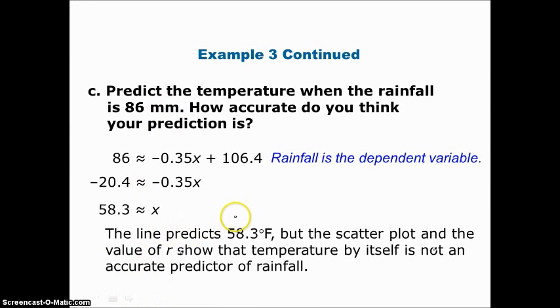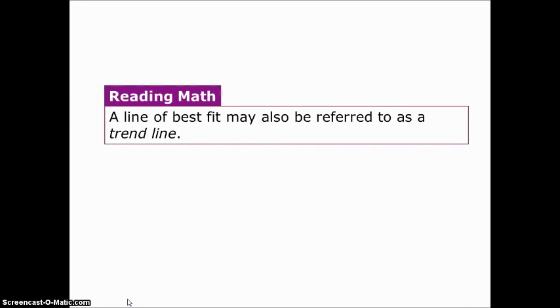The line predicts that 58 degrees is the temperature when the rainfall is 86 millimeters, but the scatter plot and the value of r show that the rainfall by itself may not be an accurate predictor of temperature, because our correlation coefficient wasn't very good. So keep that in mind when using this equation as a predictor. One thing also to know is that a line of best fit may also be referred to as a trend line.